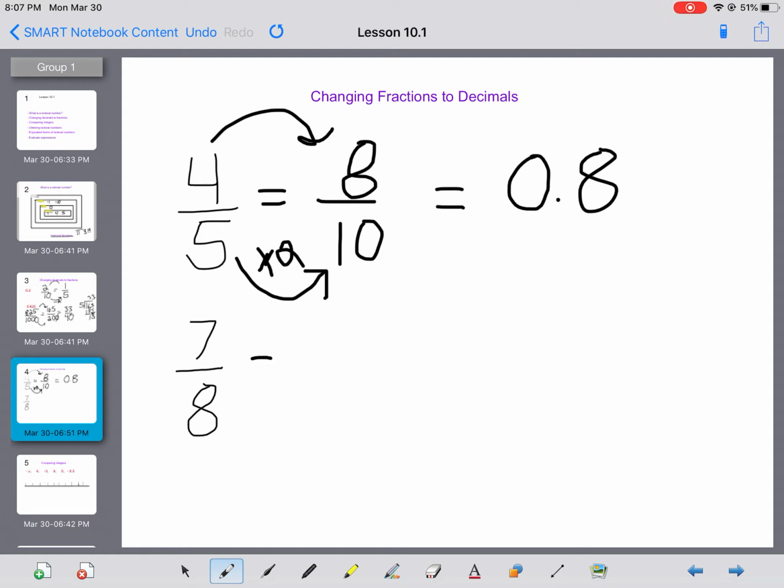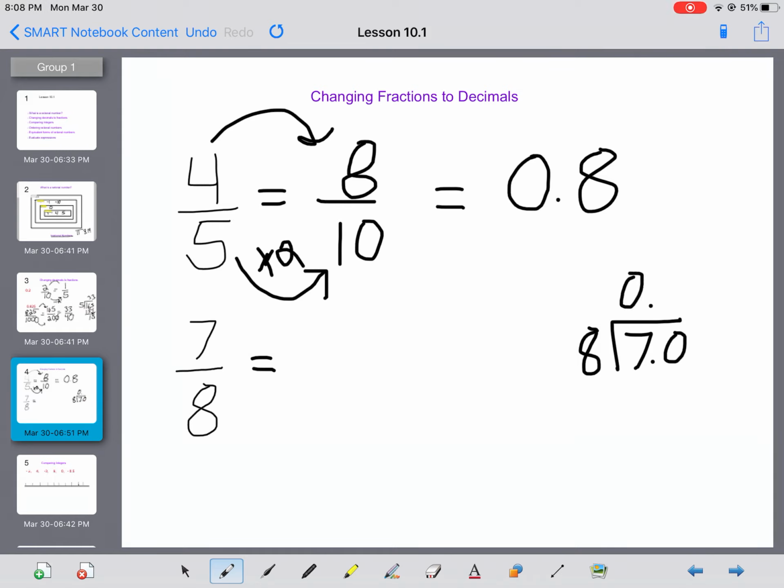Now I have 7/8. And I'm sure you're thinking, but Miss Nyhoff, I can't make 8 into a 10 by multiplying it. So I have a couple different options, okay? The first thing I can do is I can just think, well, 7/8, a fraction, I can divide that. So I can go over here, number on the top goes in the box. Now you can think, 8 does not fit into 7.